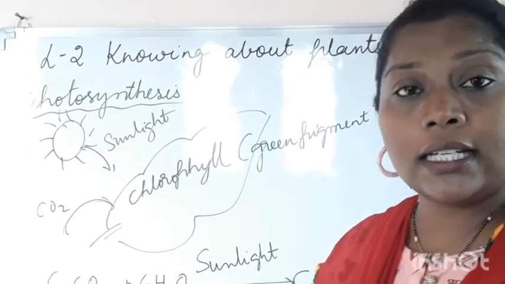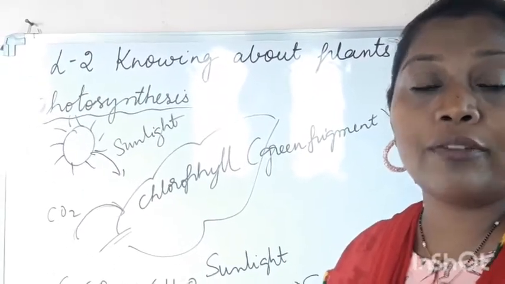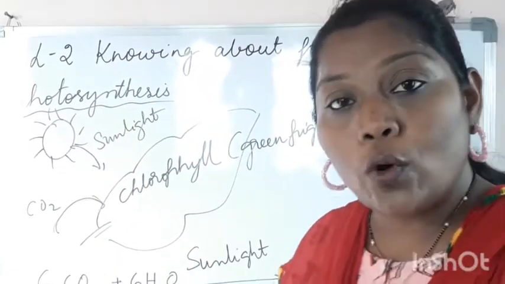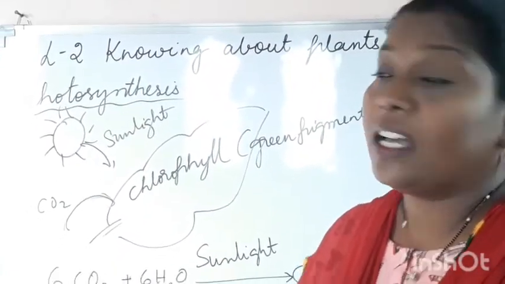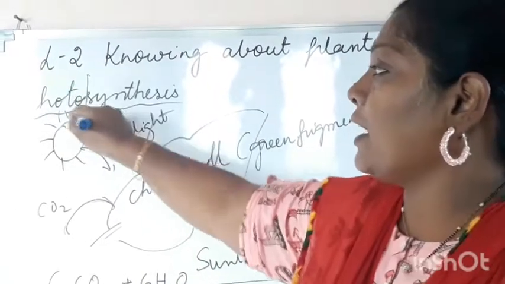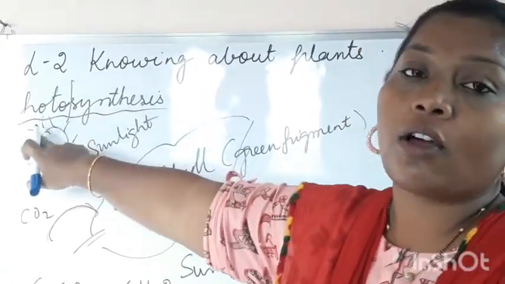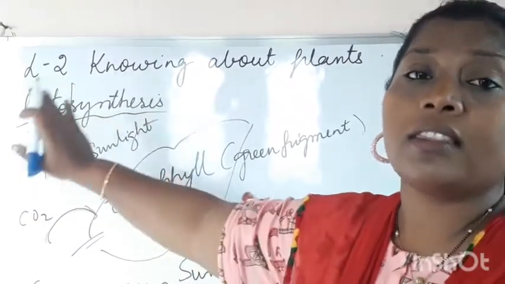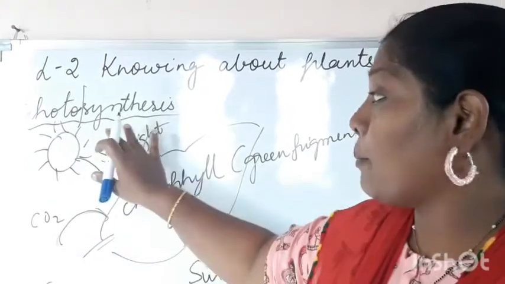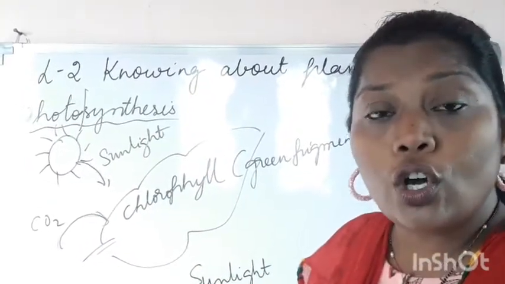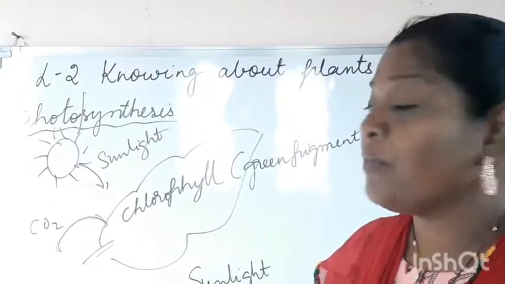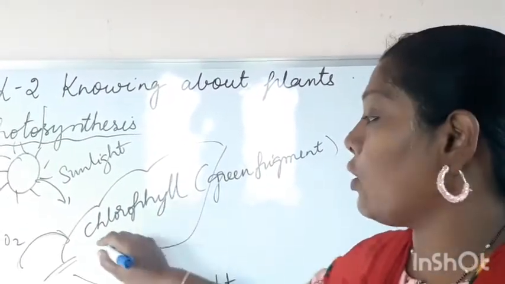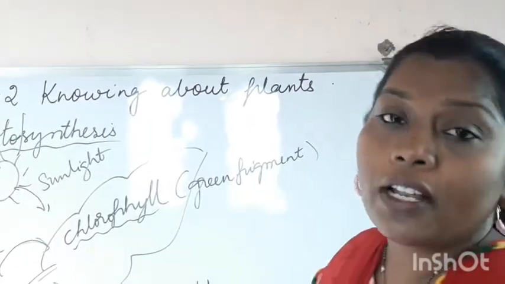We have already learned in our junior classes, like 3, 4 and 5. That is nothing but the process of photosynthesis. Synthesis means preparing food, in the presence of photo, meaning light. The preparation of food in the presence of sunlight is called photosynthesis.